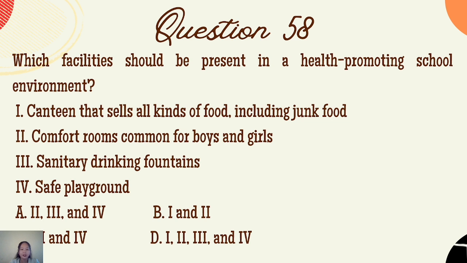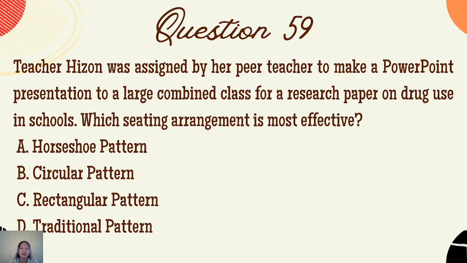So sanitary drinking fountains and safe playgrounds are essential for a health-promoting school environment. Selling junk foods and mixing comfort rooms for boys and girls can create health and safety issues. Now let's proceed to question number 59.